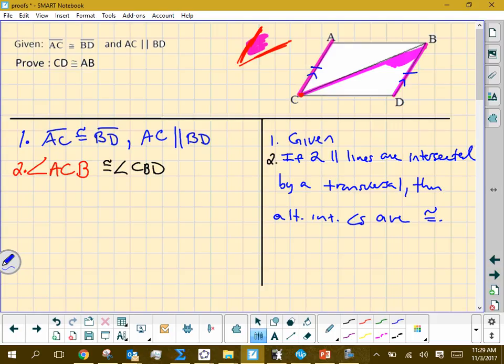Now, if you remember back to earlier in chapter 3, that statement was called the alternate interior angles theorem. If you want to use that, I don't have a big problem with it. But here's what you have to pay attention to. It might be the alternate interior angles theorem in this textbook, but in other textbooks, it might not have a name. In other textbooks, it might actually be the converse of the alternate interior angles theorem.